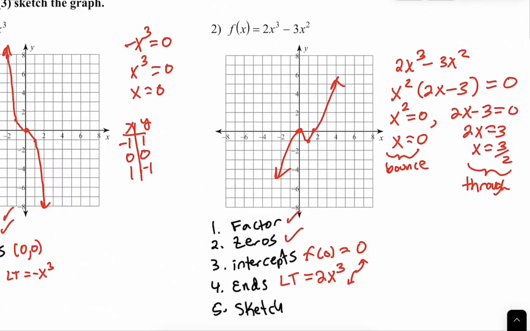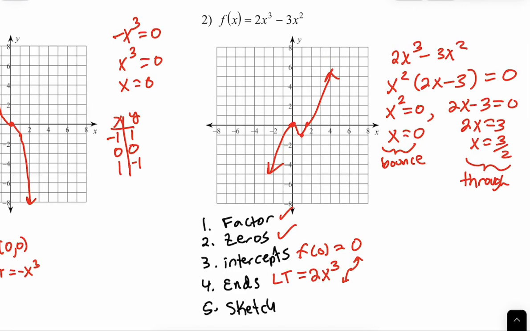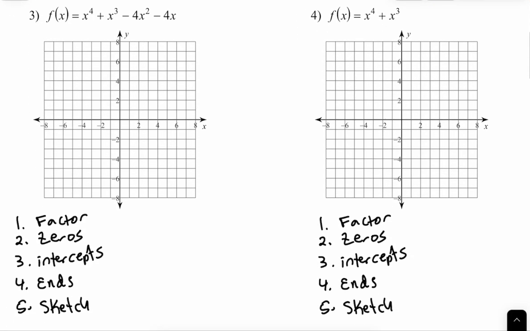So everything that we thought is through. We have a 0 at 0 and 1.5. We have a y-intercept of 0. Our left end's going down, our right end's going up. We bounced at 0 and went through 1.5. Okay. Everybody good with number 2? These are pretty great once we get used to them.